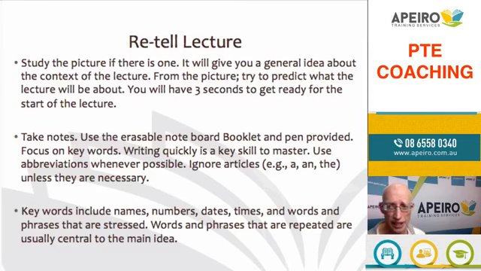Writing quickly is key as well, so you can use abbreviations and or symbols. As it shows, you can use symbols for a, and, and the. You can use e.g. for example, as well. Or even arrows, like an arrow pointing up for increase, an arrow pointing down for decrease. Any things like that can help. Also, you want to make sure to listen for keywords including names, numbers, dates, times, and word phrases that are stressed and or repeated. Because usually if things are repeated, they're emphasizing the importance.